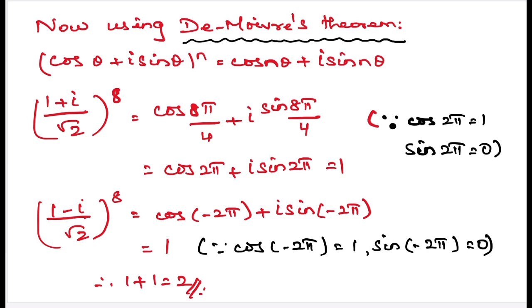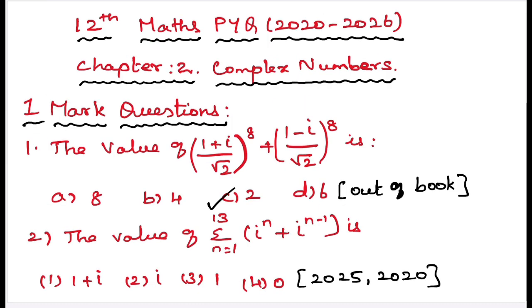We have (1 plus i by root 2) the whole power 8 is equal to cos 8 pi by 4 plus i sin 8 pi by 4. So that is equal to cos 2 pi plus i sin 2 pi, which is equal to 1. Similarly, you get (1 minus i by root 2) the whole power 8 is equal to cos of minus 2 pi plus i sin of minus 2 pi, which is equal to 1. So therefore 1 plus 1 is equal to 2. So therefore your solution is 2.